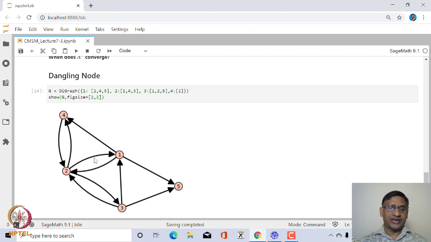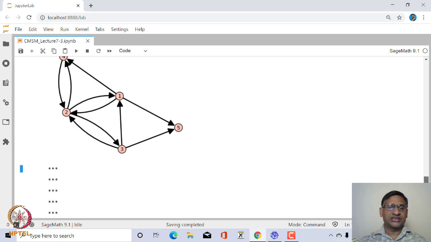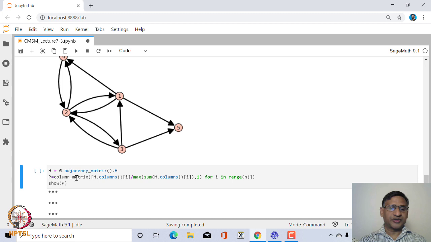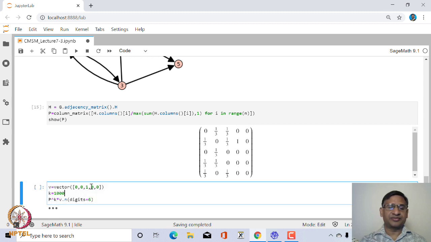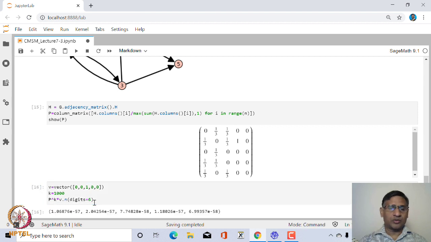So this is a dangling node, where you can see here that node 5 is a dangling node. From 5 there are incoming links, but there is no outgoing link from web page 5. So in this case, suppose we find the adjacency matrix and the transition matrix of this particular network, and we start from website 3 and then look at what happens in the long run. You can see here all these probabilities of going to each website are 0, because it has got stuck at web page 5.